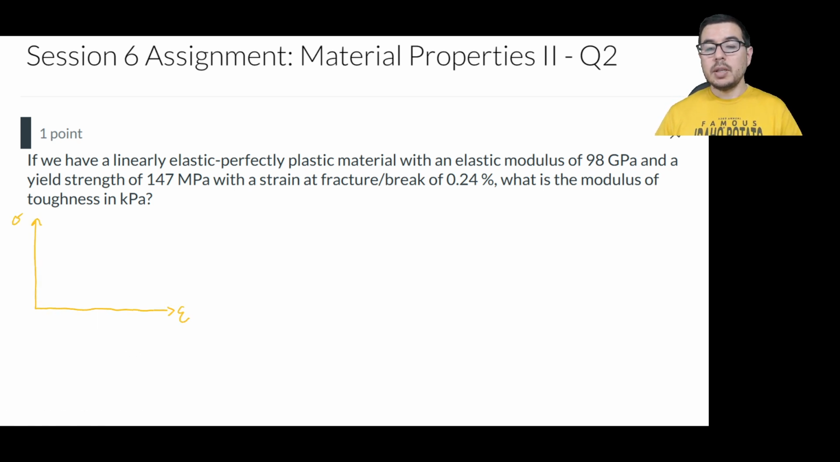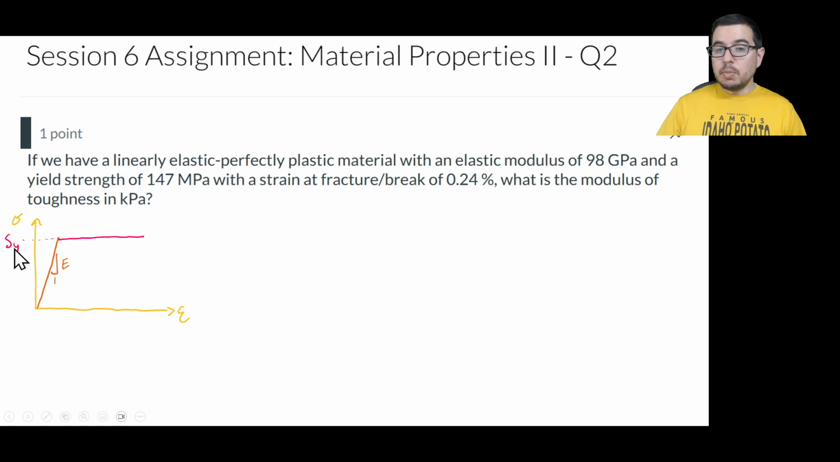We have sigma, the stress, on the y-axis, epsilon, the strain, on the x-axis, and we have a linear elastic regime, which we can give by an elastic modulus, E, and then the material becomes perfectly plastic, as specified with the material model that we're using. This perfectly plastic model goes up to the yield strength and then it stays flat. So as we have more strain, the stress does not go up in the material. It breaks at a fracture strain, given by this length, and in the problem it's given as 0.24%.